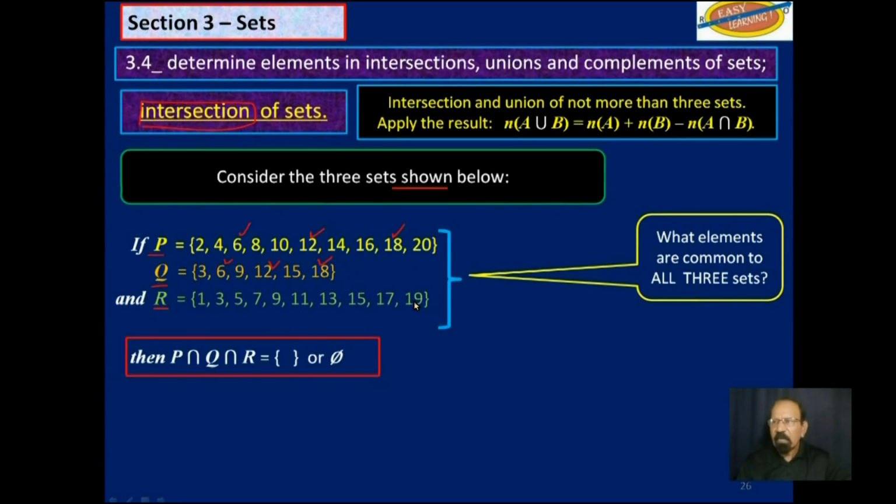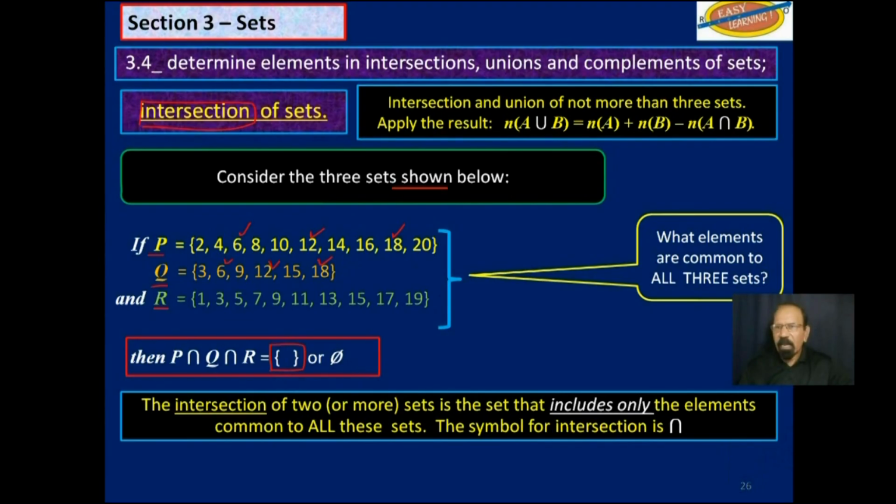So what you see is that P intersection Q intersection R is the null set. There is no element common to all three sets. So it's the empty set in this case.